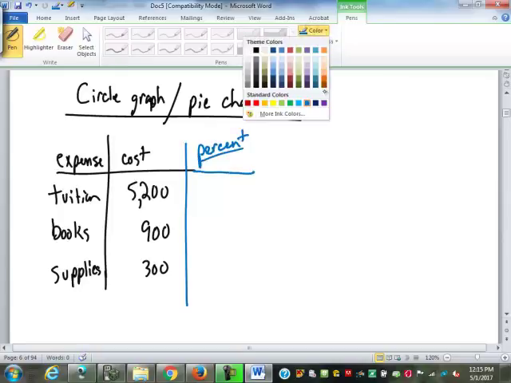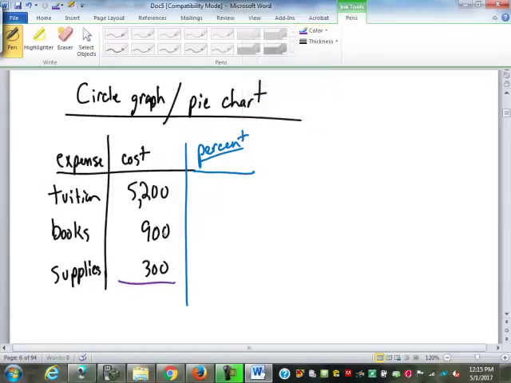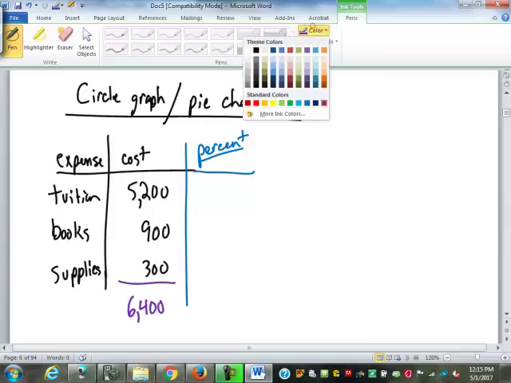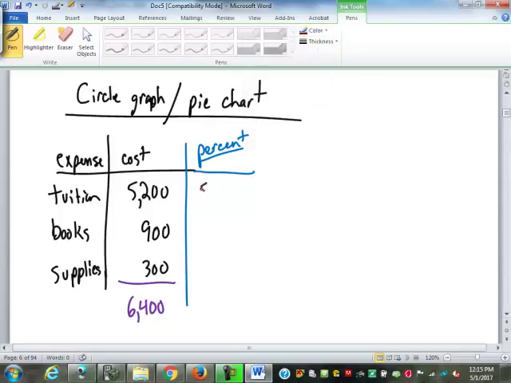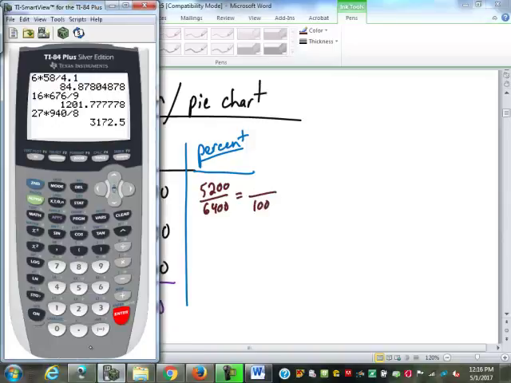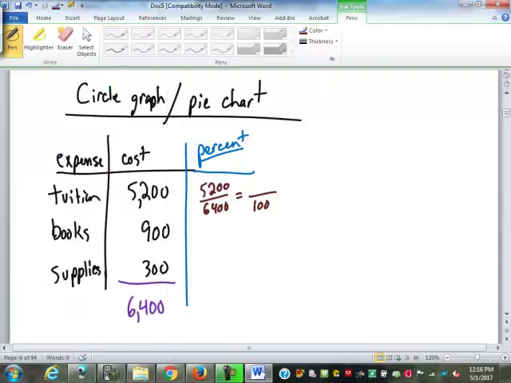So to find the percent, I would have to find the total here. I would add those all up. That's 6,400. Then I'd find the percent that each of those is. So 5,200 over 6,400 is blank over 100. If I cross multiply and divide, I get 81.25%.